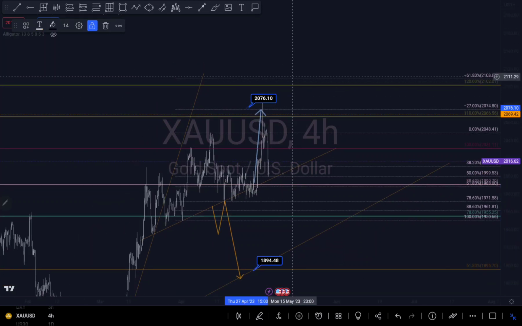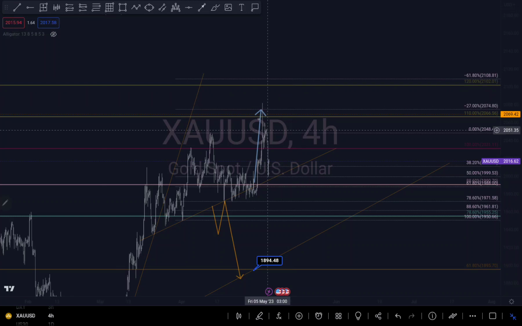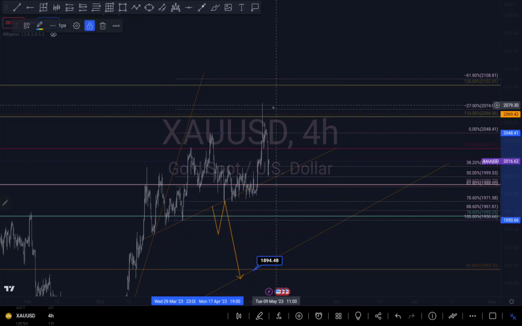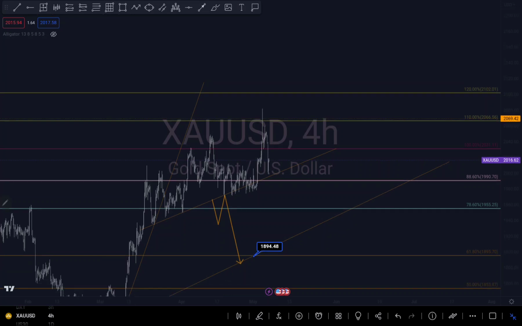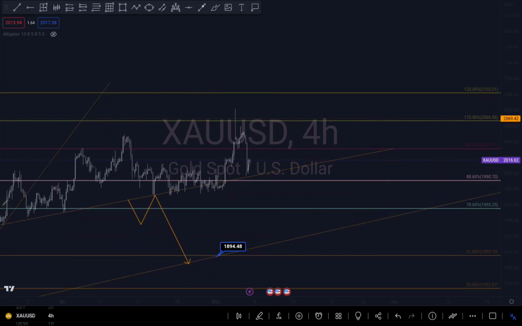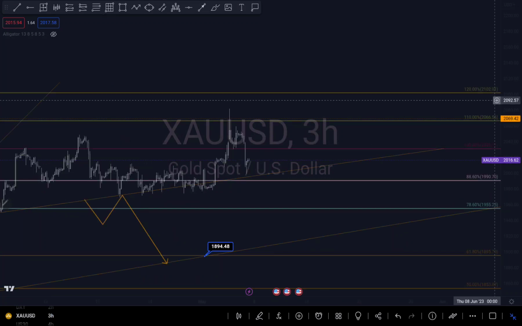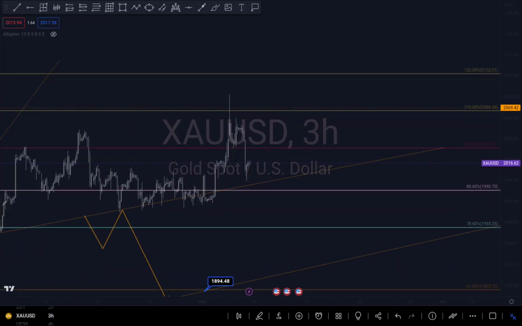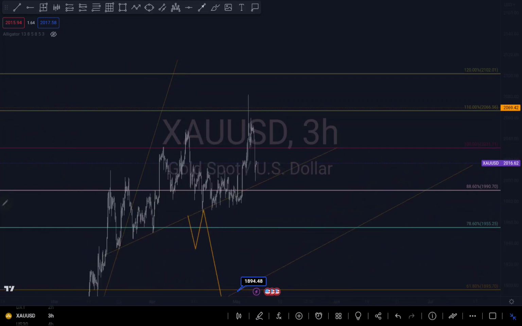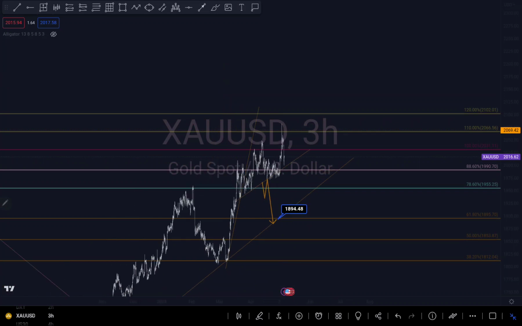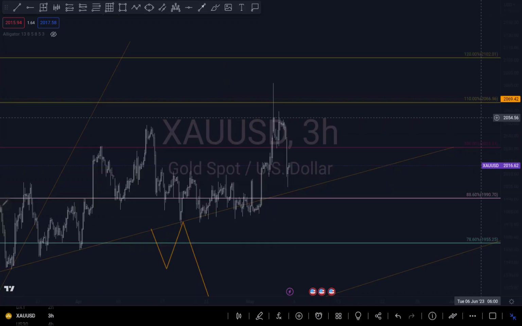Again, since it has played out around that level, I can delete that and reanalyze and see what we are looking at. As of right now, since we have rejected off my negative 27%, and that negative 27% also has an imbalance that needs to be filled, there's a possibility that we will see a push to the downside.